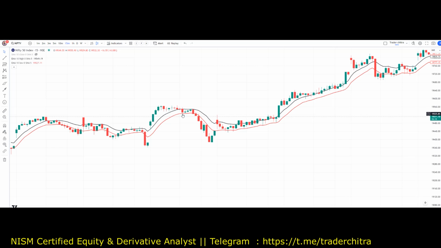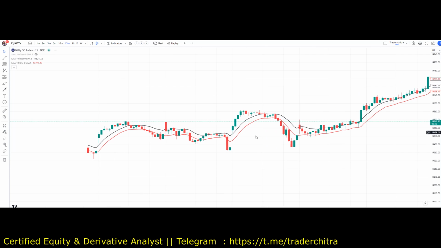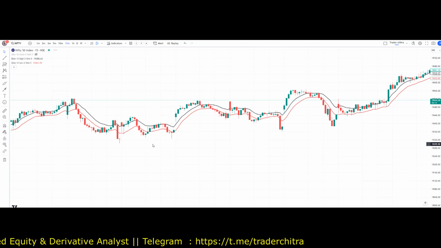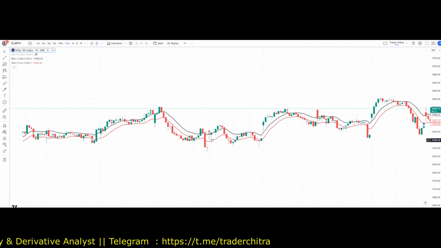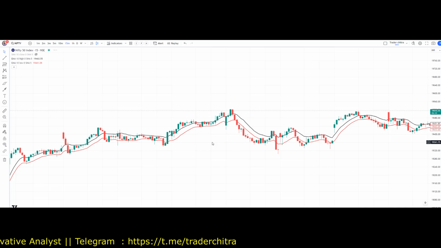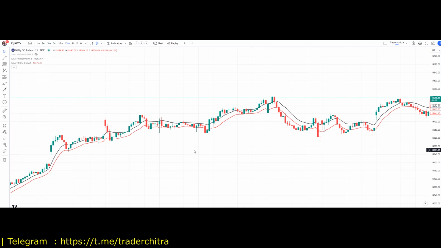So what will happen is both the EMAs will be acting as one band. We can see here this is the high and this is the low of the same moving average, but we have changed only the source of the EMAs.